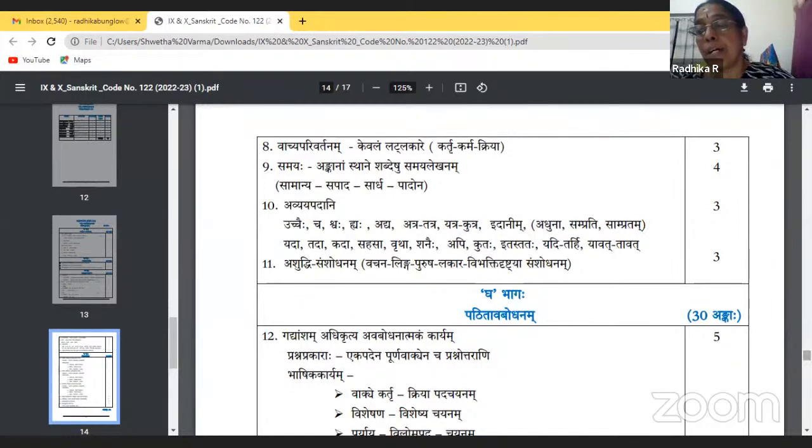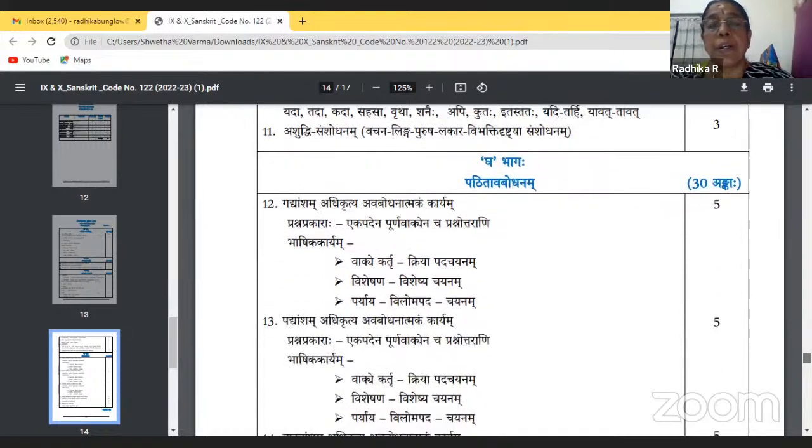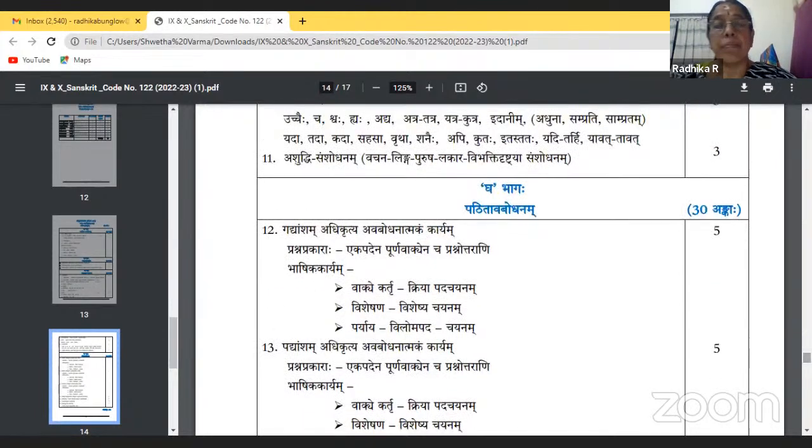Then the last part of the question paper is Kabhagaha, Padita Avabodhanam, only based on the text. First one is Gadyamsham, meaning any prose lesson from the textbook. Gadyamsham Athikritya Avabodhanatmakam Karya. Prose lessons from the textbook are included in this question.